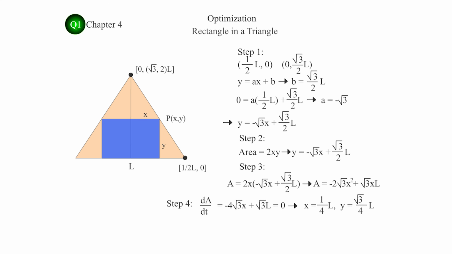By doing basic algebra, we get the answer for x. We take that answer and plug it into the equation to find y. Lastly, we plug y and x into the area of a rectangle and solve for the area. We find that the largest area that can be inscribed in an equilateral triangle of side L is the square root of 3 over 8 L squared.